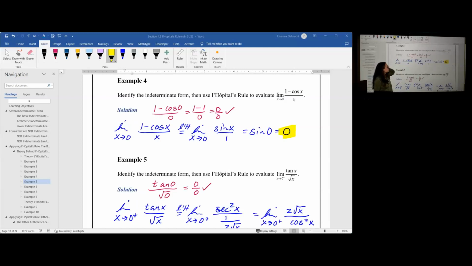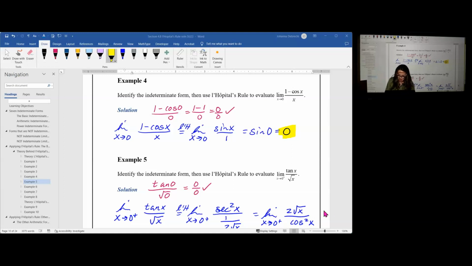Here in example 4, we get the form 0 over 0. So we apply L'Hopital's rule to get sine x over 1, and then we resubstitute the value that the limit is approaching to end up with the value of 0 for the value of the limit. Now, the function does not exist at 0. The limit does, and it looks like the function is going to hit the y value of 0.